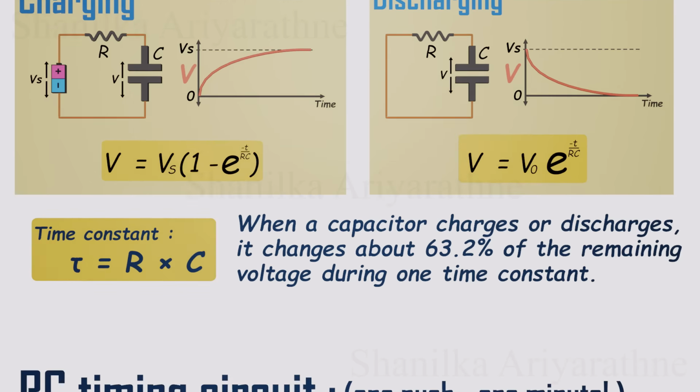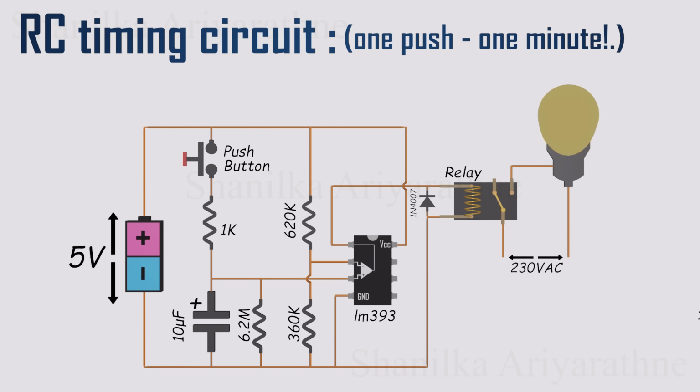Now, finally, let's look at a real circuit that uses the capacitor time constant in practice. Let's talk about a simple RC timing circuit. In this circuit, there's a push button, and you can connect any load you want, like a light bulb, a fan, or anything else, which is controlled through a relay.